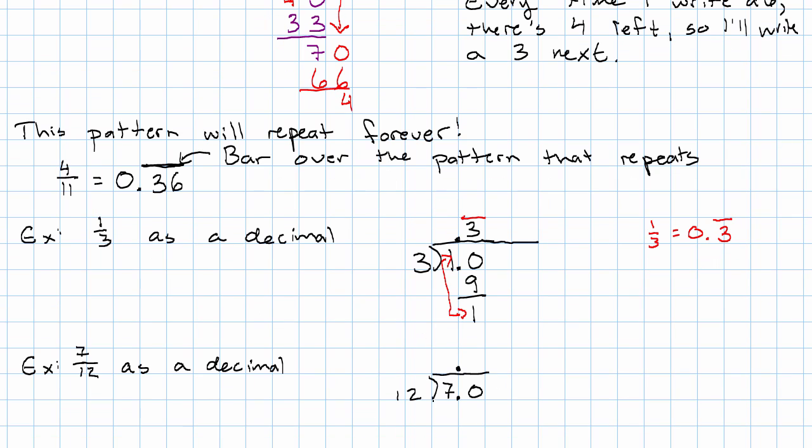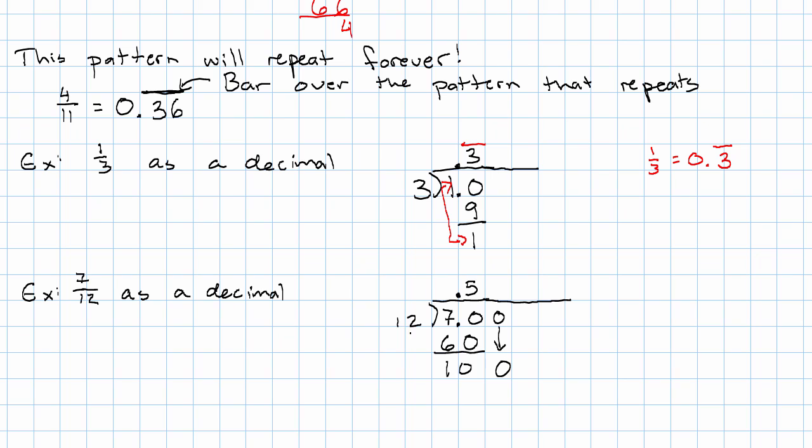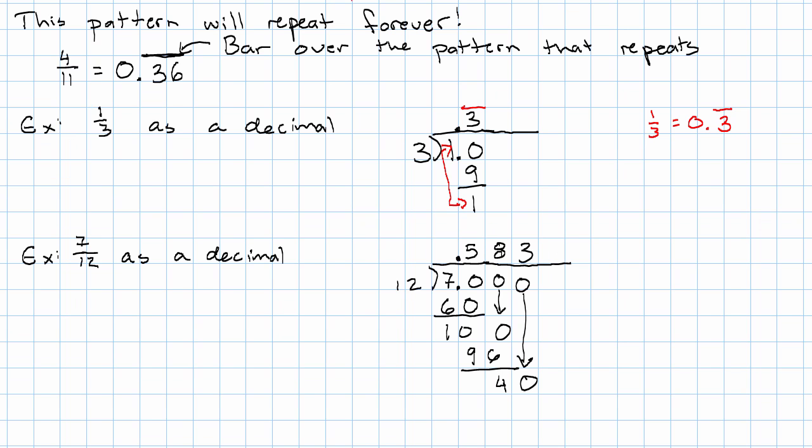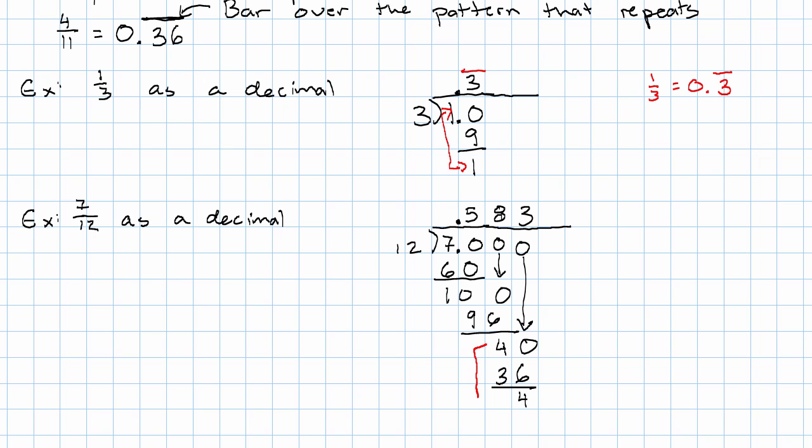7/12ths as a decimal. Let's see. 12 goes into 75 times. 12 goes into 100 8 times. 12 goes into 40 3 times. And now I see the remainder 4 has repeated. There's only one digit between where my remainder repeats. Only one digit is going to repeat. 7/12ths is 0.583 repeating.